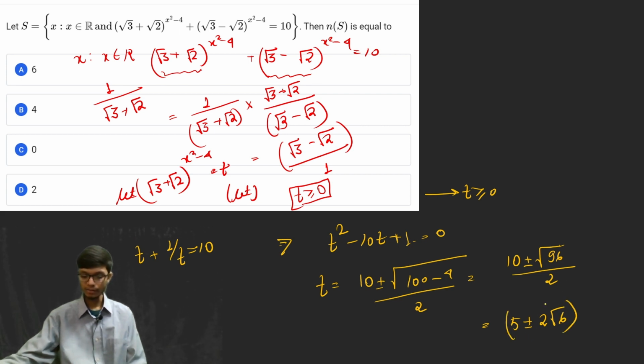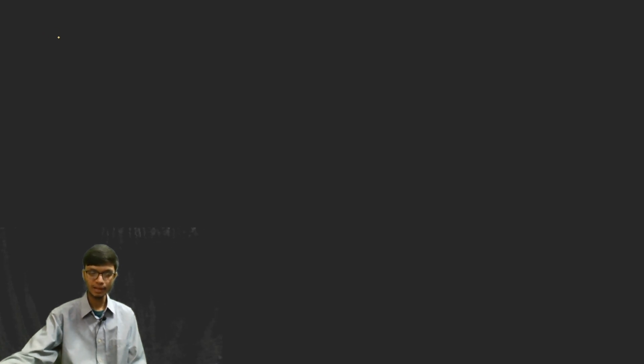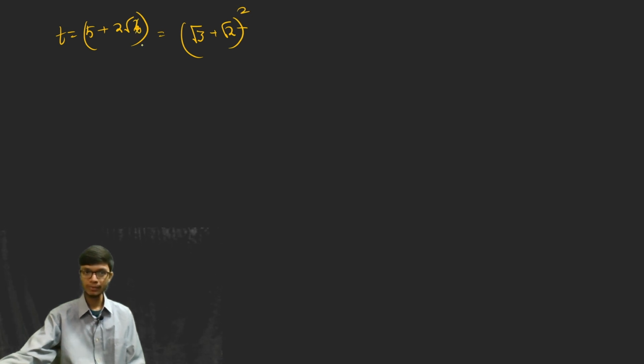Now in this case both the cases are actually possible. If you look at the first case, case number 1, that is t is equal to 5 plus 2 root 6. This is basically the case of (root 3 plus root 2) whole square. If you square both the terms, you will get the value of t. That is t is equal to (root 3 plus root 2) whole square. That means (root 3 plus root 2) whole raised to the power x square minus 4 is equal to (root 3 plus root 2) whole square.